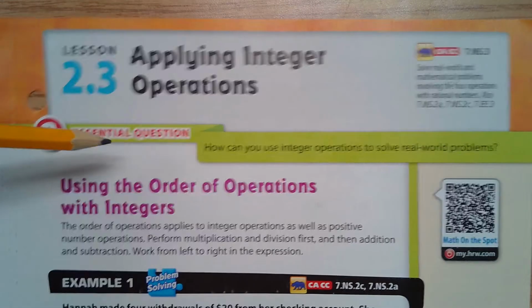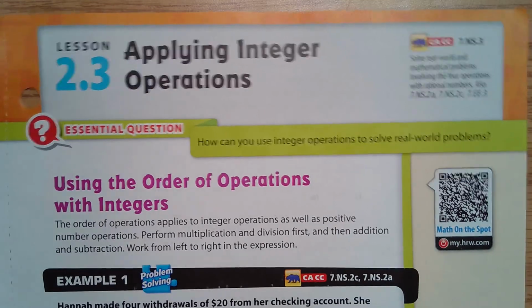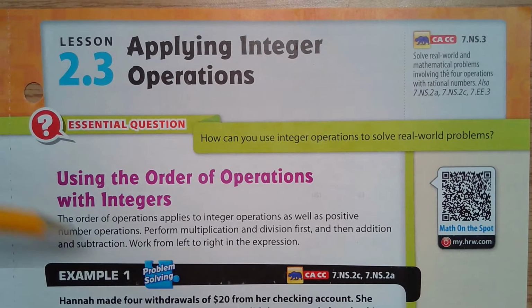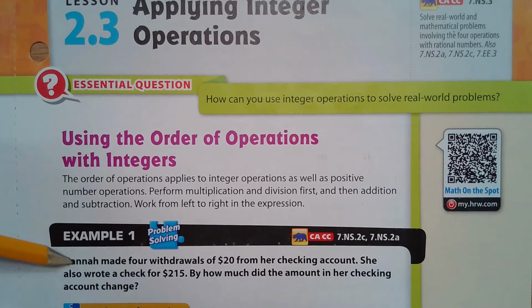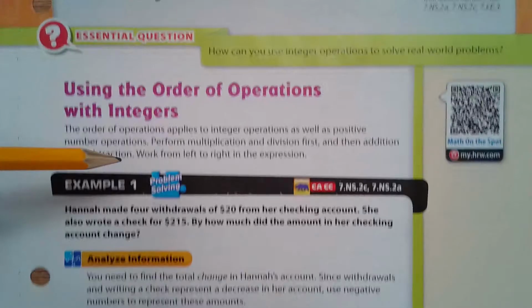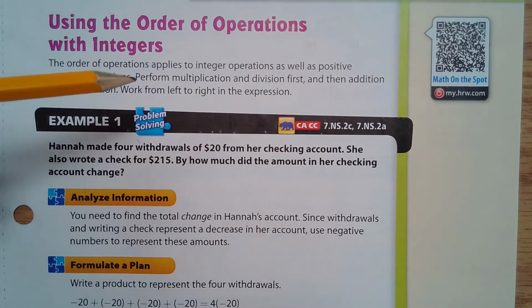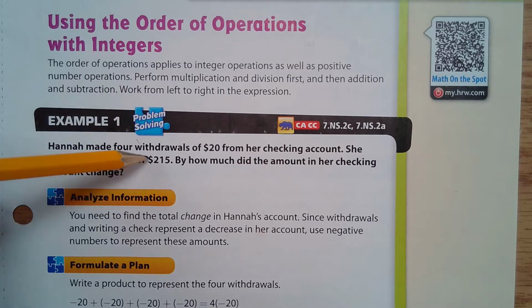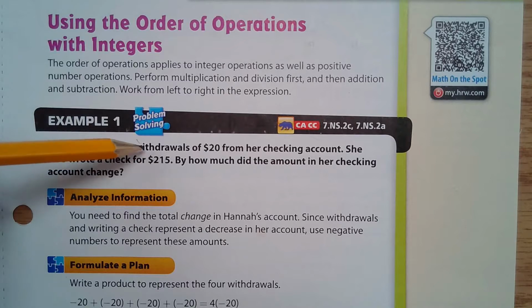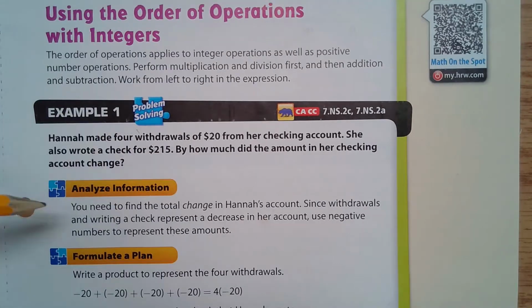Applying these integer operations, add, subtract, multiply, and divide, putting it all together in these real world problems. So we have Hannah made 4 withdrawals. That means she's taking money out of the bank of $20 each. She also wrote a check for $215. So that's taking more money out of her account. By how much did the amount in her checking account change?